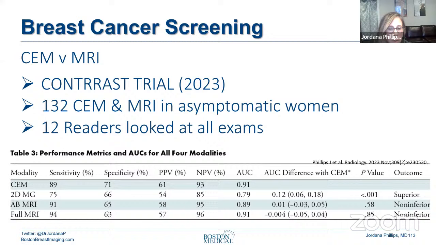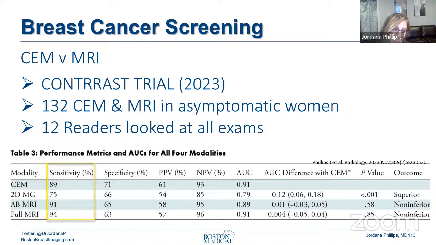My group published a trial more recently that compared contrast-enhanced mammo to MRI for breast cancer screening. We had 132 CEM and MRI exams in an asymptomatic population of women. 132, that's a huge number. And we had 12 radiologists look at all of these exams, and we compared the performance metrics. What we found, as expected, is that CEM performed a little bit worse than the full MRI protocol. You can see CEM sensitivity was 89%, whereas the full MRI was at 94%. But look at the sensitivity of 2D mammography, which was 75%, much lower.